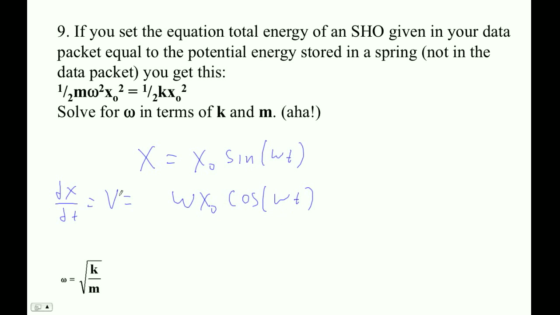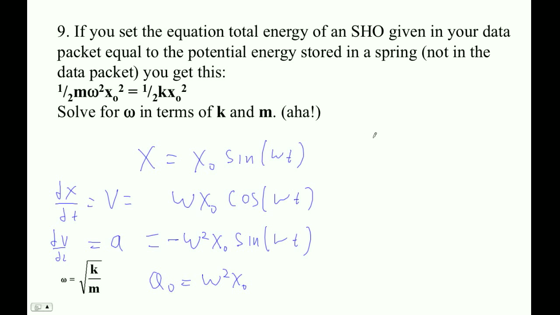This is the derivative, which is of course the velocity, and then dv dt, the time rate at which velocity changes, is acceleration. And then again we take the derivative of cosine, which is negative sine, and we take an omega out again, because it's the chain rule. And we get negative omega squared x naught sine omega t. So the maximum acceleration is going to be omega squared x naught.